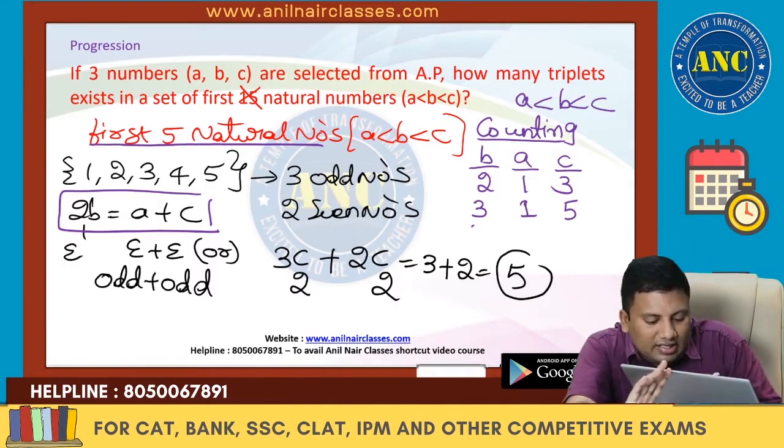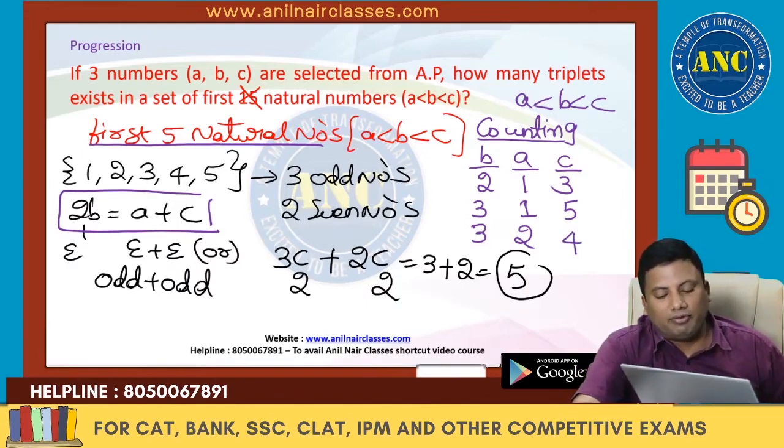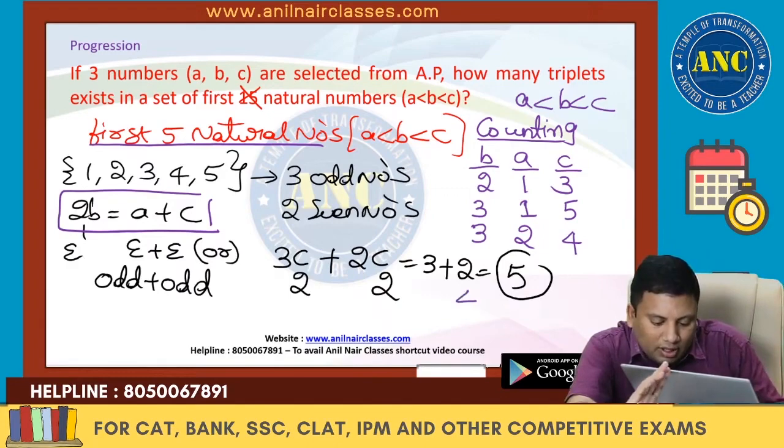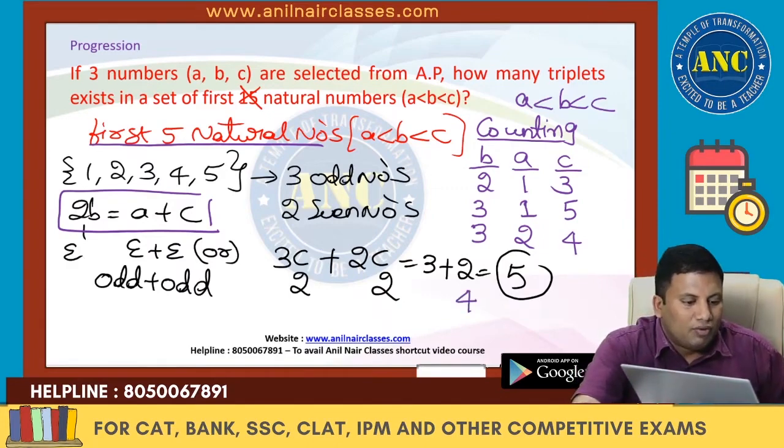Any other cases which we will get? If a is 3, b is 3, a is nothing but 2, c is nothing but 4. 6 is equivalent to 2 plus 4. This case it is possible. b is nothing but 4. If it is, b is nothing but 3.